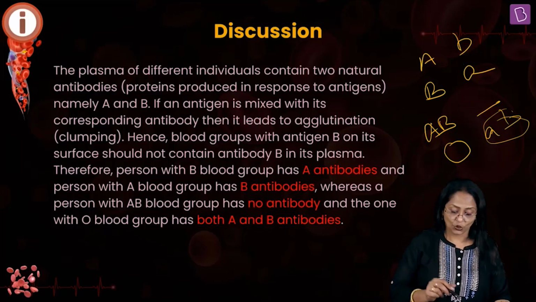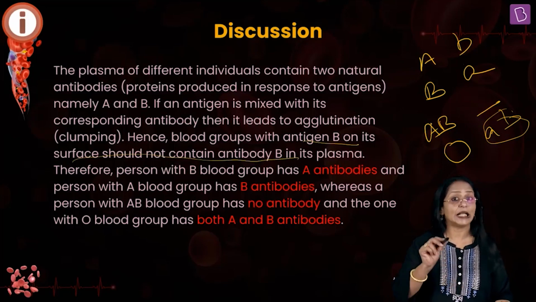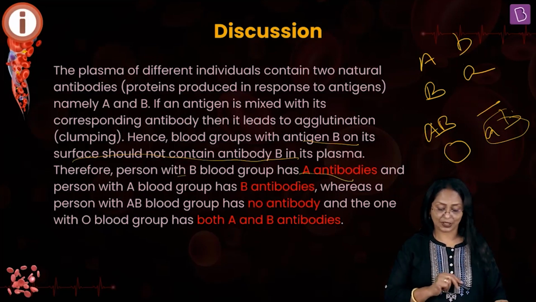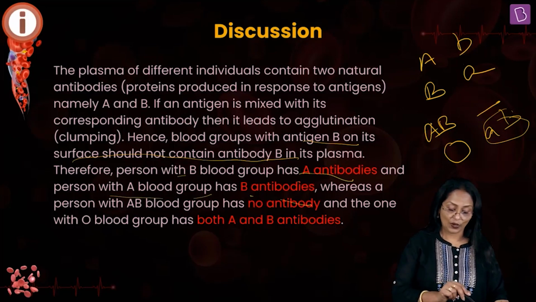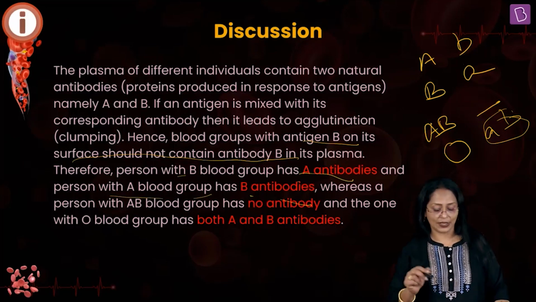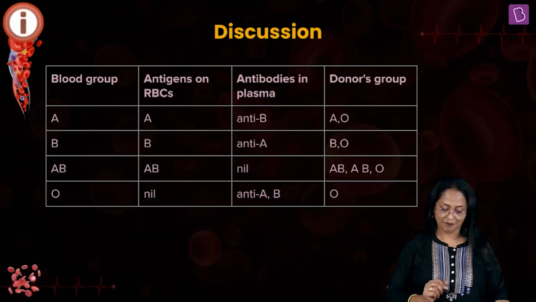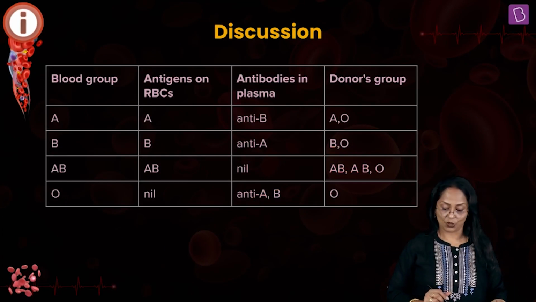Did you get it? So, blood groups with antigen B on the surface should not contain antibody B in the plasma. Therefore, the person with blood group B has A antibodies. A person with A blood group has B antibodies, whereas a person with AB has no antibody, and the one with O has both A and B antibodies. And this is a tabular column consolidating all that we spoke about.